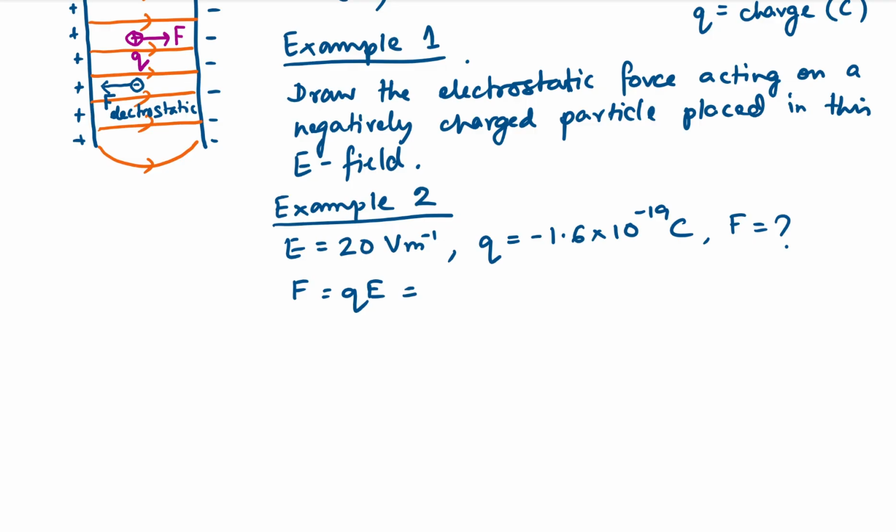I know Q is 1.6 times 10 to the power of negative 19. When you are working out the force, you don't have to worry about the negative sign on the charge. All you need is the magnitude, how much is the charge, not the sign of the charge. And then I will multiply it by the electric field strength, which is 20. So then I'll get roughly 3.2 times 10 to the power of negative 18 newtons. So that's the electrostatic force acting on this electron placed in this uniform electric field. Okay, so that could be your second example.